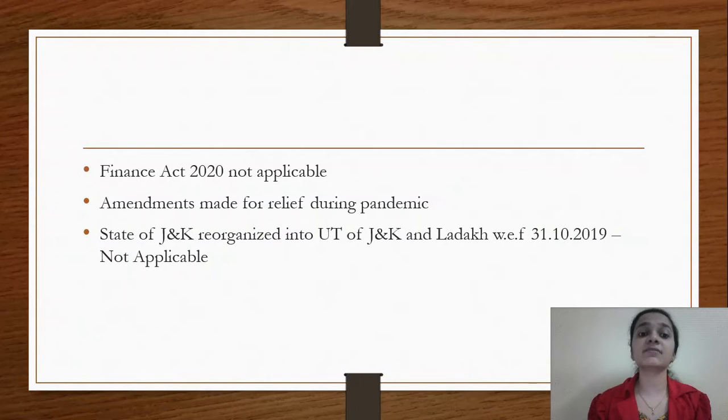That is the reason why you will still study the thing as state of Jammu and Kashmir. You will still consider Jammu and Kashmir as a state and not a union territory for all the things which we have studied in the course of GST, that is composition levy हो गया या फिर registration हो गया, कोई भी चीज़ हो गई, उसके लिए we are going to consider Jammu and Kashmir as state of Jammu and Kashmir and not union territory of Jammu and Kashmir.